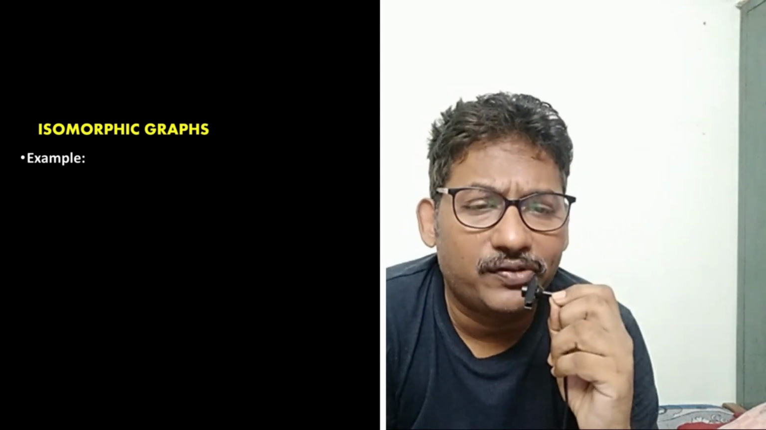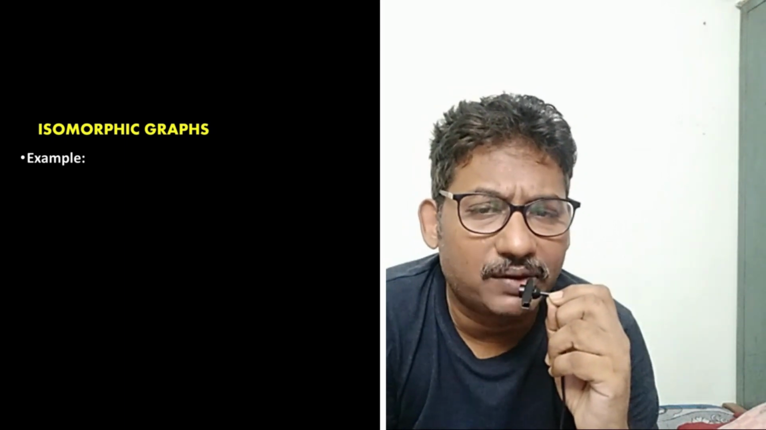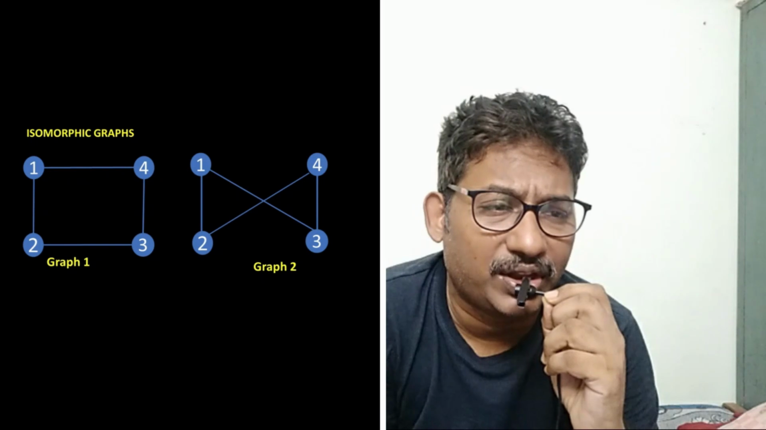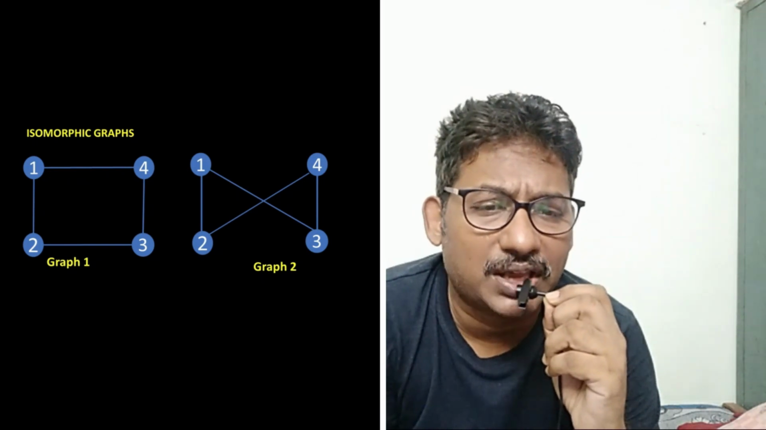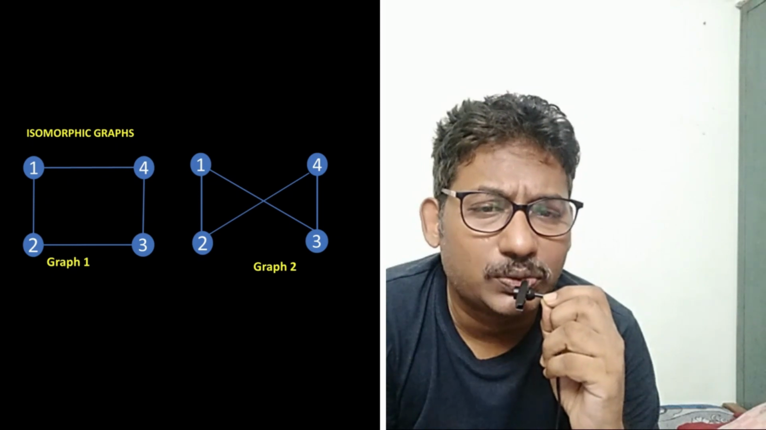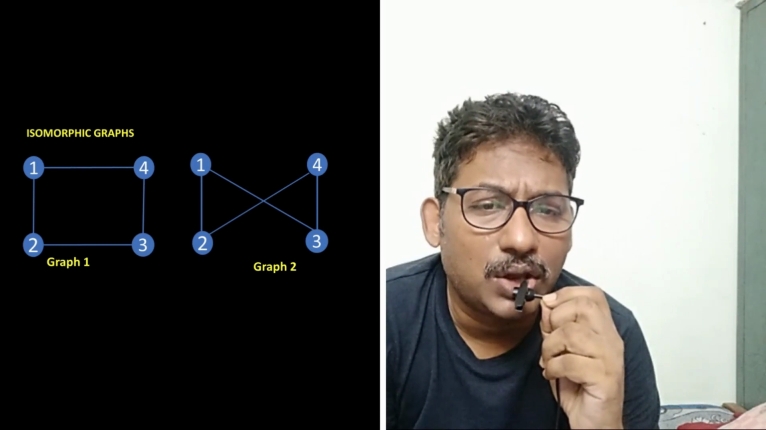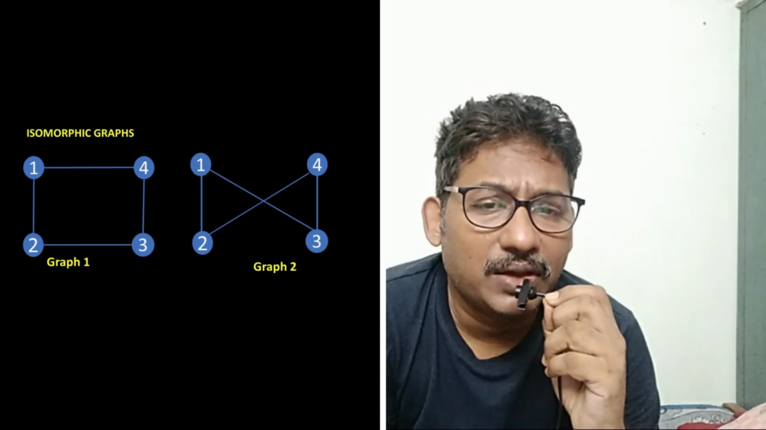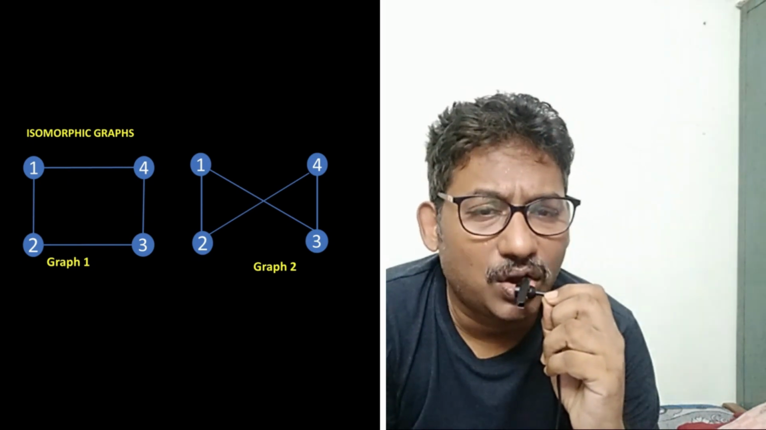The next topic: when two graphs are given, we can say whether they are isomorphic or not. Let's see an example so that you can understand what isomorphic graphs are. See, graph 1 is there and graph 2 is there. Graph 1 is a square, and graph 2 also has 4 vertices, but it is not a square. Here the vertices are 4, the edges are 4, so the paths are 4.